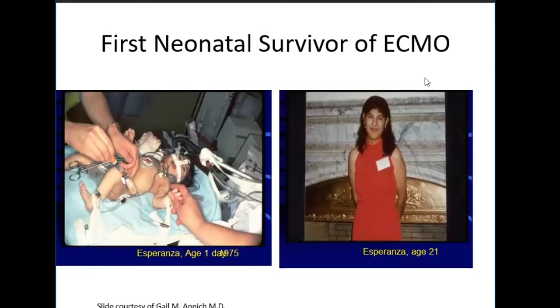This baby had meconium aspiration and was put on ECMO, and she survived, living almost 25 years. This is credited as the first neonatal ECMO survival, in 1975, by Robert Bartlett. So this is how neonatal survival on ECMO came about, in a meconium aspiration ARDS patient.